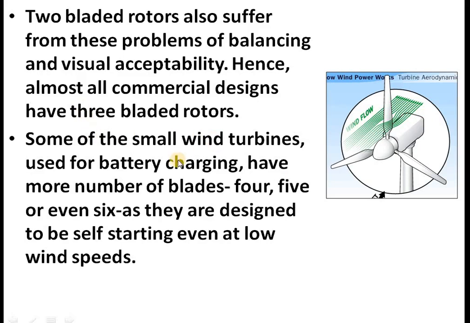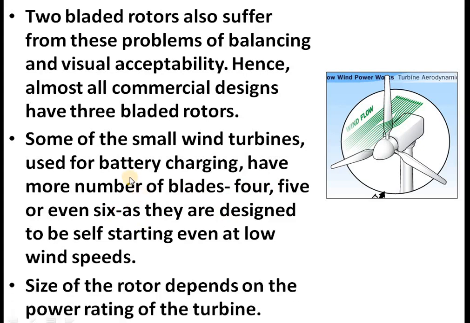Some of the wind turbines are used for battery charging, and they have a number of blades: 4, 5, even 6. Some designs are used for charging batteries and later use of the battery, and some designs are used for online supply, direct AC linked to the local grid system. Of course, the size of the blade will depend on the power requirement. Whether you want a kilowatt system, a megawatt system or a gigawatt system, depending on that the size and structure may vary.